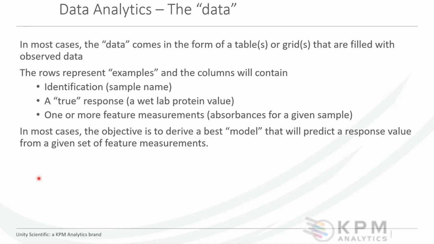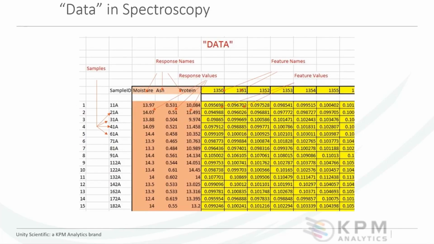And normally the objective is to derive a model that will predict a response value from a given set of feature measurements. So in our case, the feature measurements, for example, are the raw data, the spectra, or the absorbances at the various wavelengths for a given sample. And what we're eventually trying to do is to predict a response, okay? And this would be a constituent value. So we'll see this table a couple of times. And really, this is how I think of the structure of the data that we are working with.